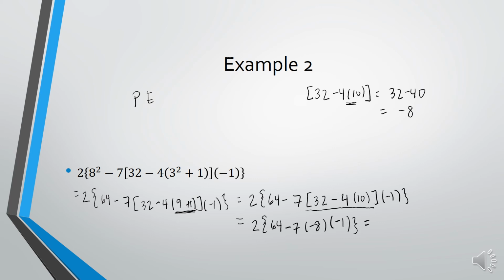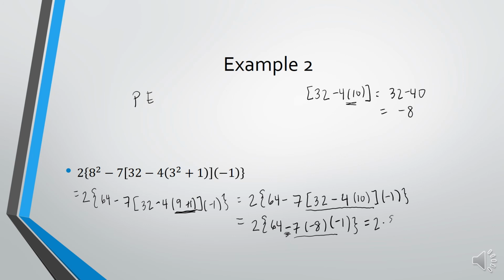So far, so good. Now I still have one more set of parentheses, and it's these curly brackets. So I'm just going to keep this 2 out front and deal with the curly brackets. Inside these curly brackets, I have multiplication, and I also have subtraction. But multiplication comes first, so I'm going to go ahead and do the multiplication first. So -7 times -8 is positive 56, but then times my -1 makes it negative.